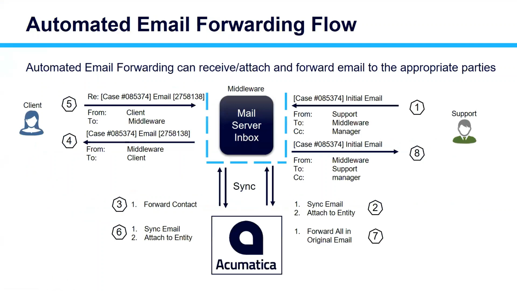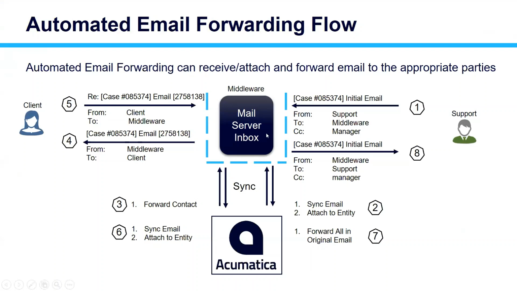Okay, so let me show you a scenario of communication. If now the support person replied, the client needs to reply back. How does it work? In the whole process from the beginning, the support person sends the initial email to the middleware server. That's our middleware, and Acumatica is connected to the middleware server. It doesn't process emails directly. Acumatica doesn't receive or send emails directly, it works through the mail server. So the initial email from the support person comes to this middleware server, where we have this case ID.